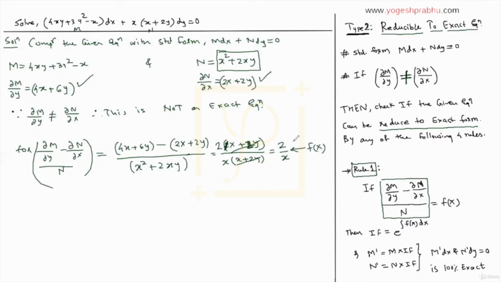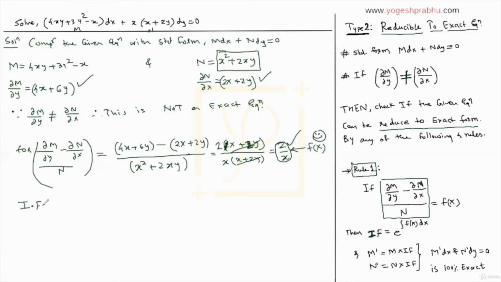Now, as soon as you find this value, you have to check whether this is a function of x or not. And look, 2 by x is purely made of x. When it is purely of x, there should not be y. It should be a pure x function. And if that happens, it's good news. I'll tell you why. Because when you get a function of x, or f of x, as the answer, you will find something called IF, and the full form of IF is integrating factor. I'll just show you how that works.